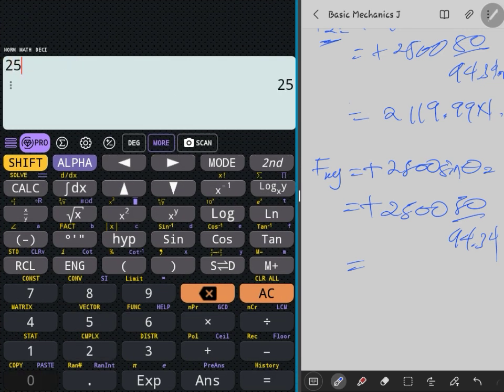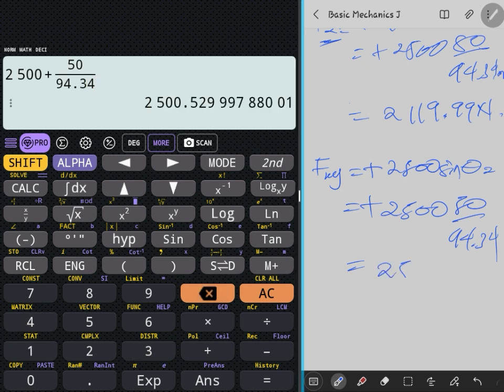So it's 2500 times 50 over 94.34, right? So this is what we are getting, and I'm getting 1324.99 newtons, right? So this is what I get for the Fxy.